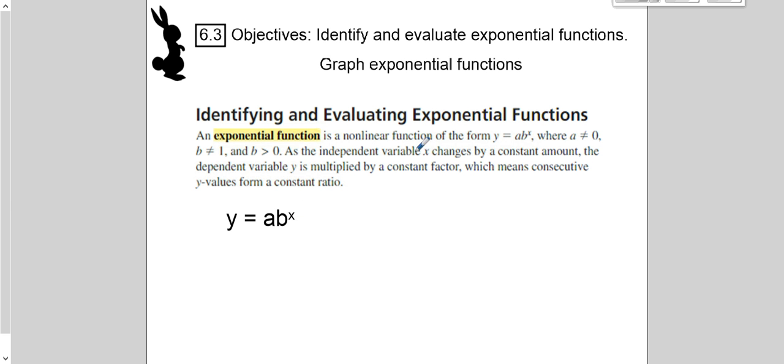As the independent variable x changes by a constant amount, the dependent variable y is multiplied by a constant factor, which means consecutive y values form a constant ratio. So if we are looking at a table of values and we want to know if it represents an exponential function, we will look at consecutive y values to see if they form a constant ratio.